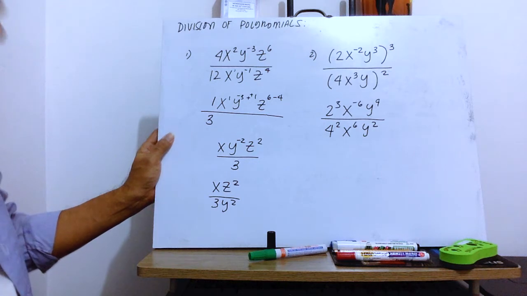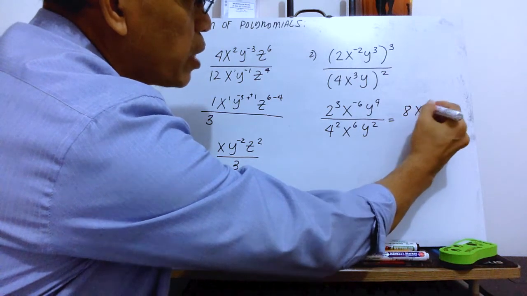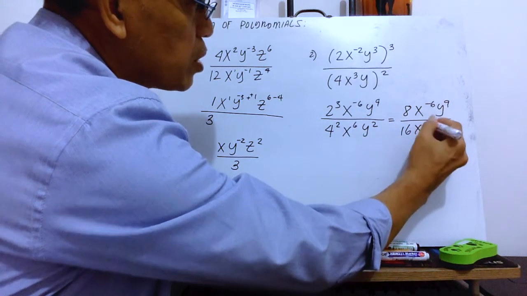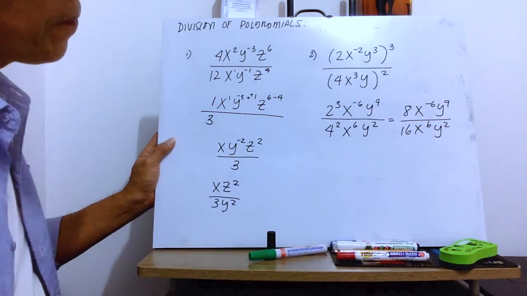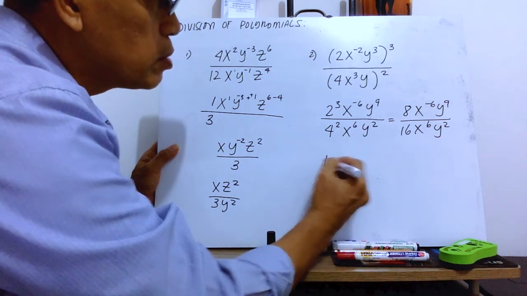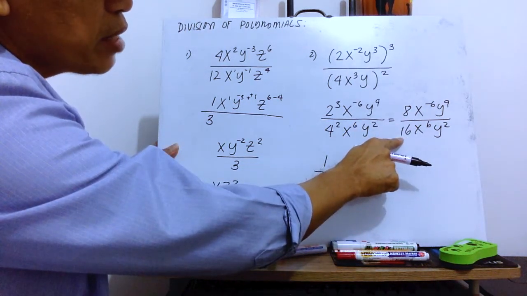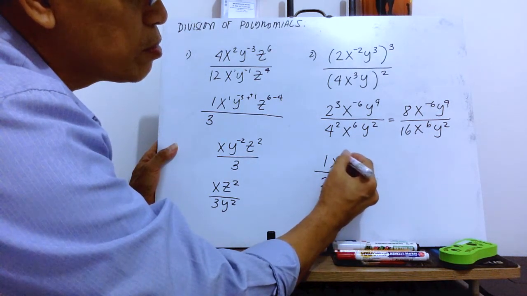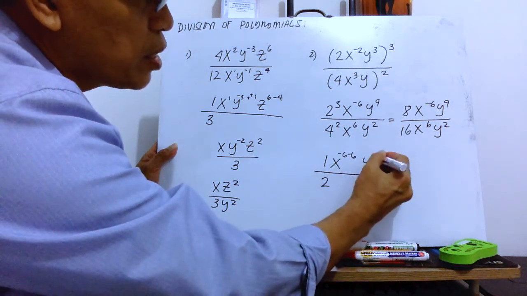Okay? So this becomes 8x raised to negative 6, y raised to 9, all over 16, x raised to 6, y raised to 2. Okay, we can simplify 8 and 16, right? They are both divisible by 8. So it's 1 and 2. 8 divided by 8 is 1. 16 divided by 8 is 2. Okay, and this becomes x raised to negative 6 minus 6. And then y is 9 minus 2.